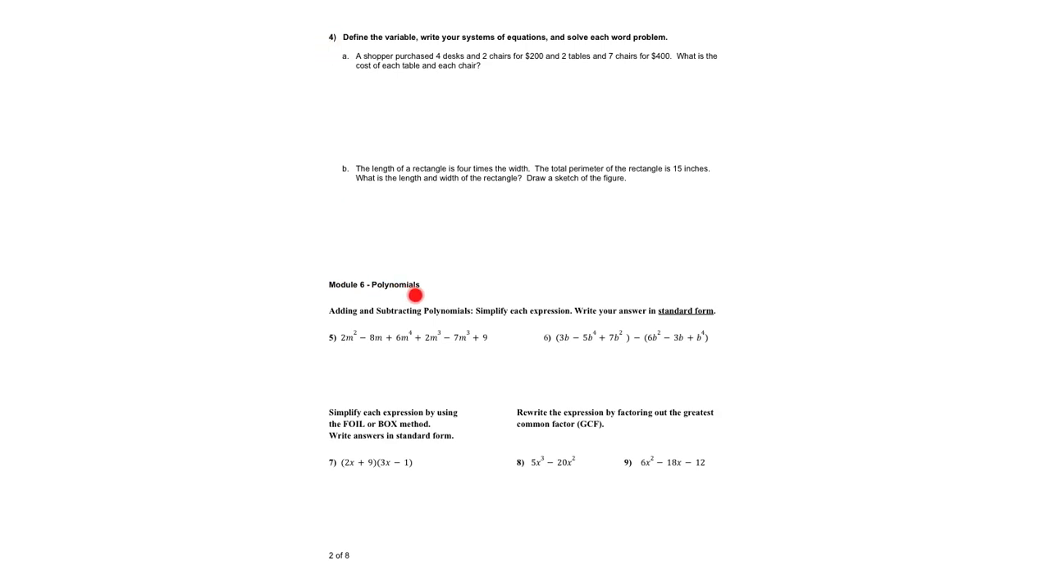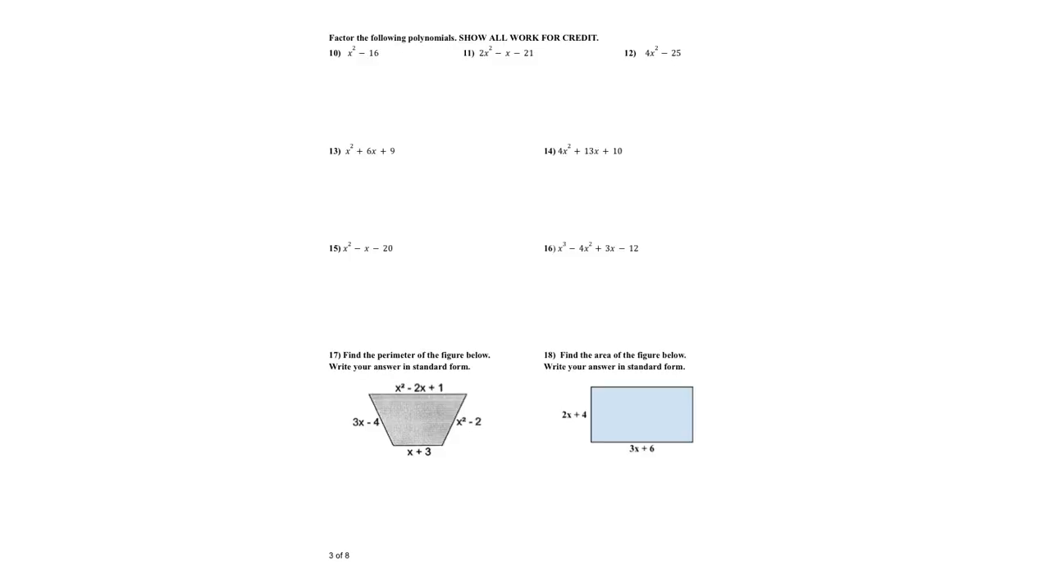Then we went on to module 6, which is polynomials. We named them by degree and by number of terms. We multiplied polynomials. We did greatest common factor. We added and subtracted polynomials. Then we went on to factoring, the first of 3 units that had factoring in it. And we did, this one is finding the perimeter, adding all the sides. This one is finding the area, which is length times width.